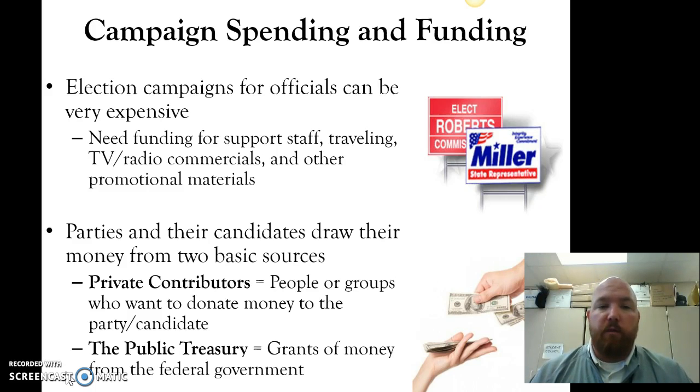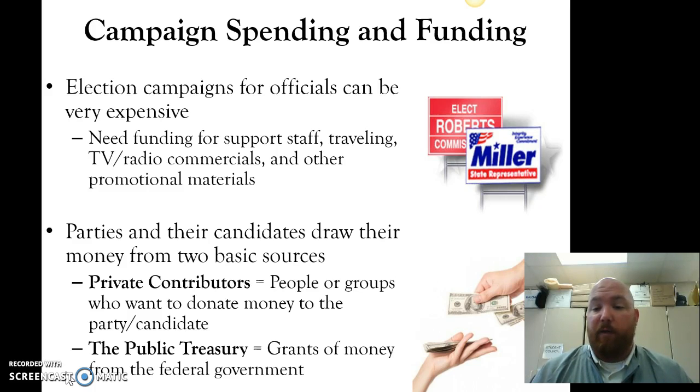So first of all, election campaigns for officials can be very expensive. Matter of fact, we're talking about millions of dollars. The last election, there was almost $1 billion spent on every candidate's election. I mean, you're talking about $1 billion just to be elected, and pretty much to be president, you better put in multiple millions. So why do we need all this money? What is this money for?